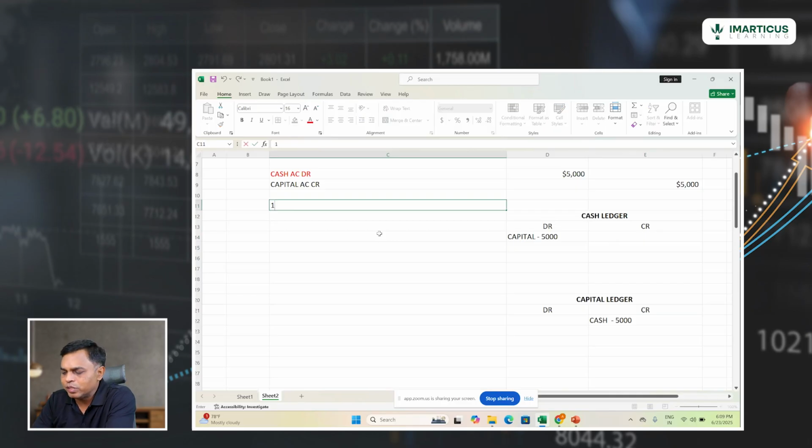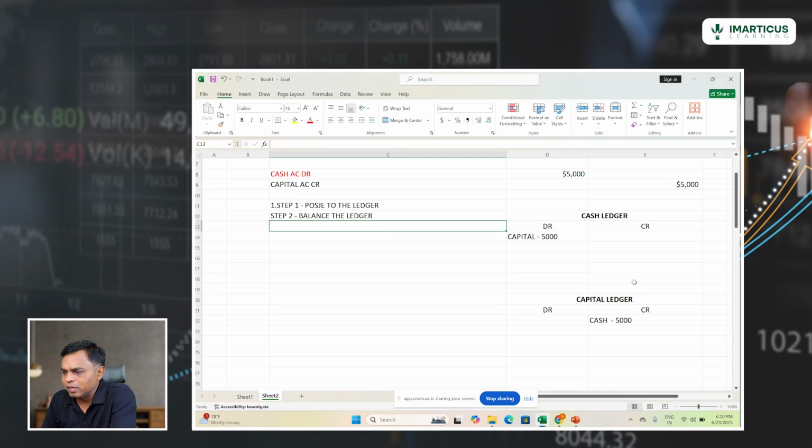First step, step one: post journal entries to the ledger. Then after posting, there is step 2. In step 2, you need to balance the ledger. The ledger has to be balanced. Now, why does the ledger need to be balanced?